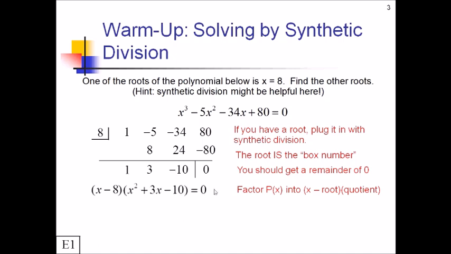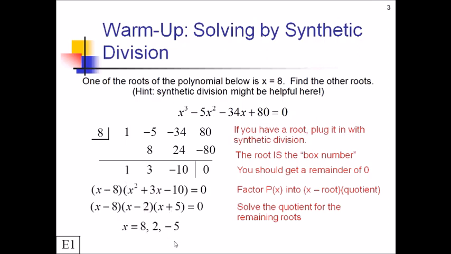At this point, since they wanted us to find the other roots, we're just going to break down this quotient here. So just solve the quotient for the remaining roots. Now the nice thing here is that we know everything about solving quadratics. We could factor, we could use quadratic formula, whatever's going to work. This one is factorable. Two things that multiply to -10 and add up to 3, that would be -2 and +5. And then if we just go through and zero out each of these, we have 8, which they already told us in the beginning, 2 from this factor, and -5 from this last factor.